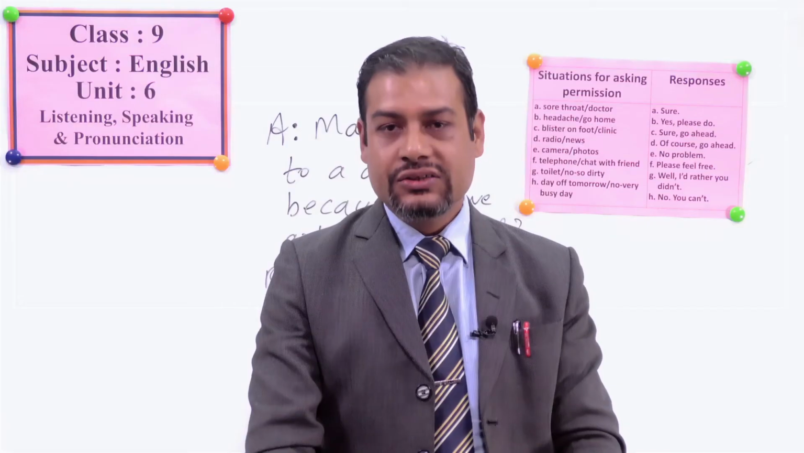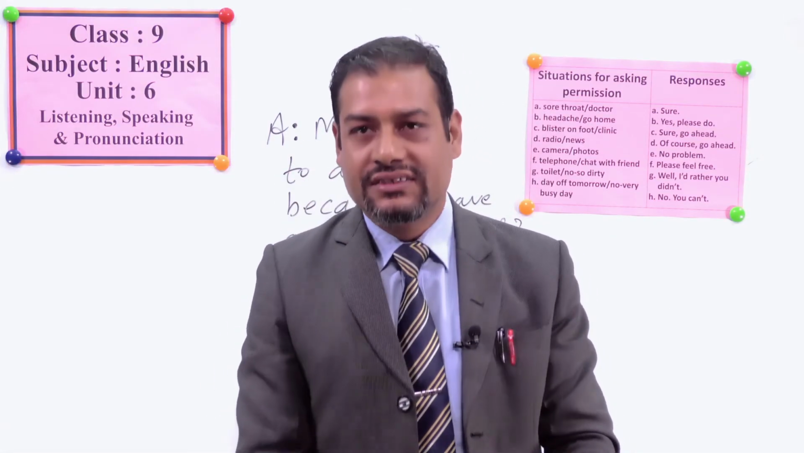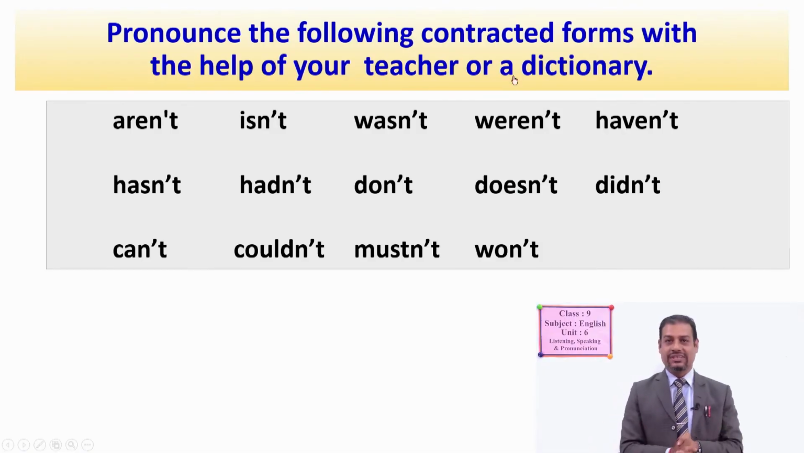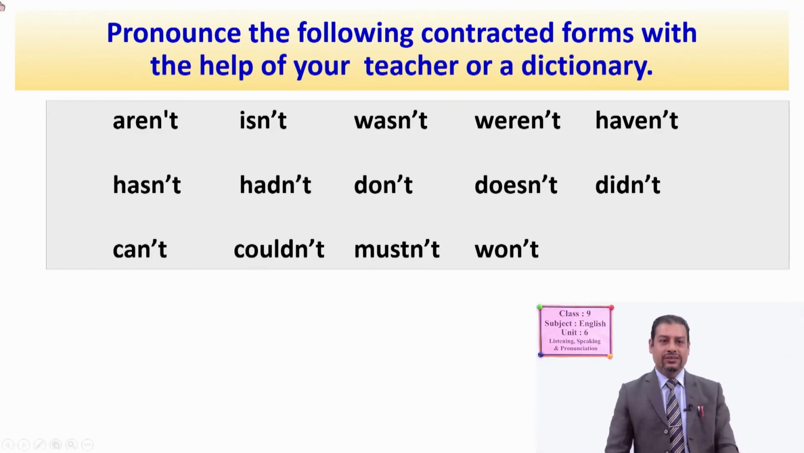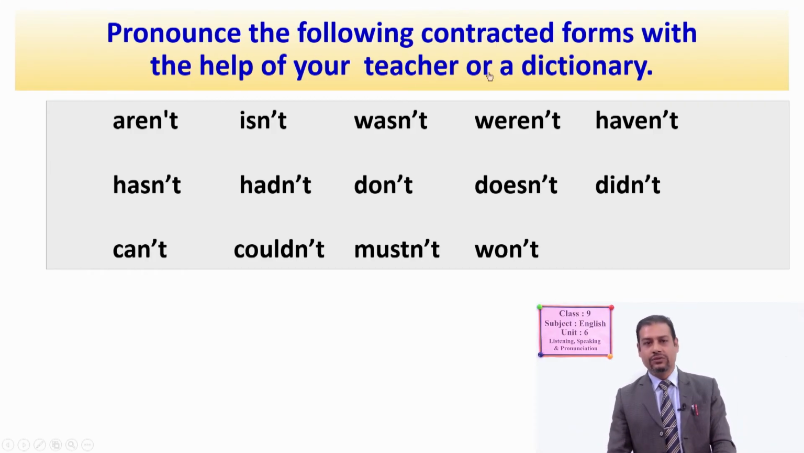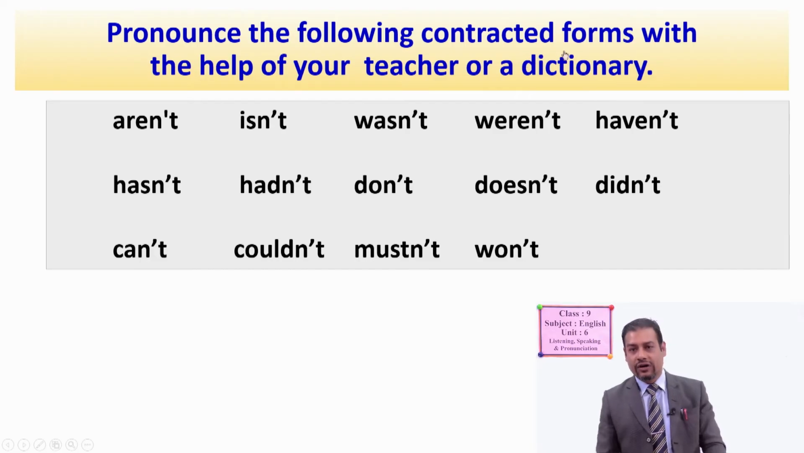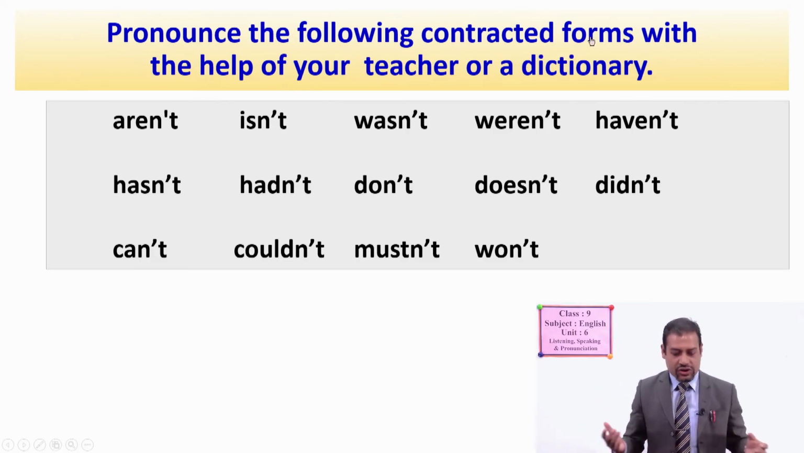Now after this we have another short task, that is pronunciation. Dear students, now we are going to do a short task about pronunciation. So look at the instruction here. Pronounce the following contracted forms with the help of your teacher or a dictionary. First of all, you have to understand the term contracted forms. So what do you mean by contracted forms?